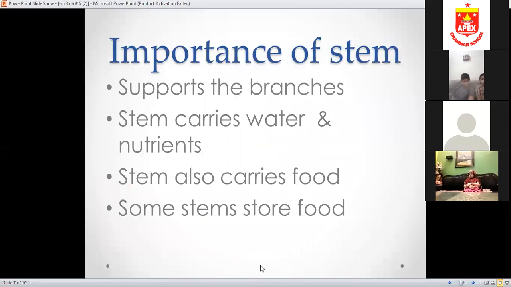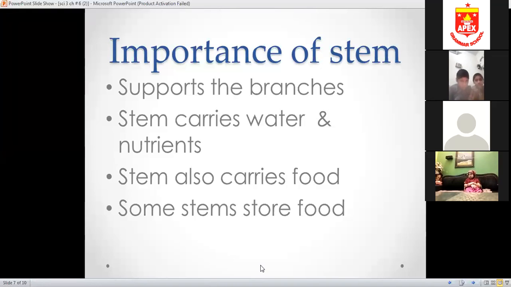Next is stems. Why are stems important? Because they support the branches. Branches are the small stems on which the leaves, the fruits, and the flowers grow. Stems carry water and nutrients. As you all know, we give water to the root.